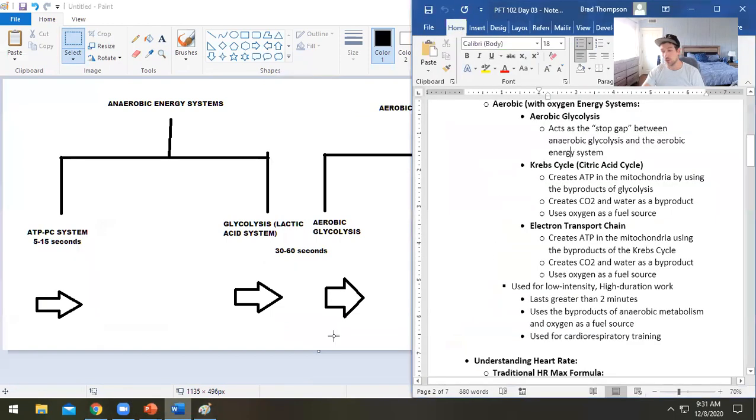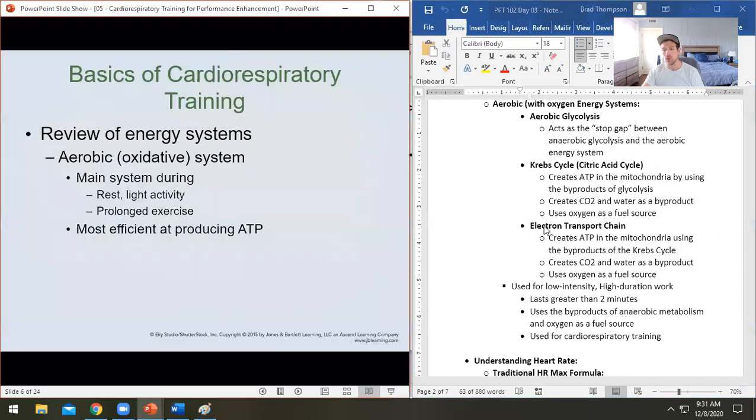So once we're finished with aerobic glycolysis, now we're into our final energy system, which is going to be our aerobic or oxidative energy system, right? This is the Krebs cycle and the electron transport chain.